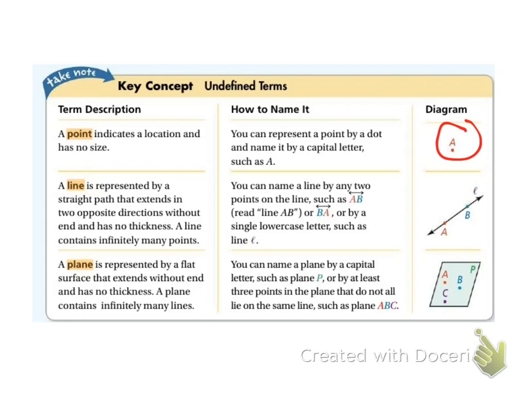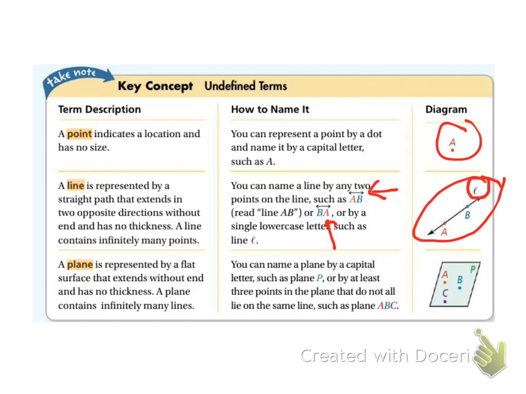A line is represented by a straight path that extends in two opposite directions without end and has no thickness. A line contains infinitely many points. So a line is named by 2 points, and it goes on forever in both directions. So this is line AB with the arrow above it. We could also name it BA with the arrows above it. Sometimes it will also be named with a lowercase letter, so this is also line L.